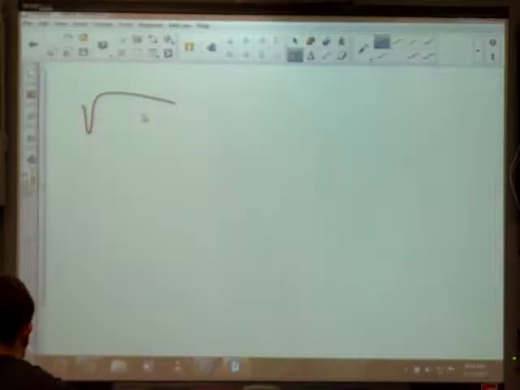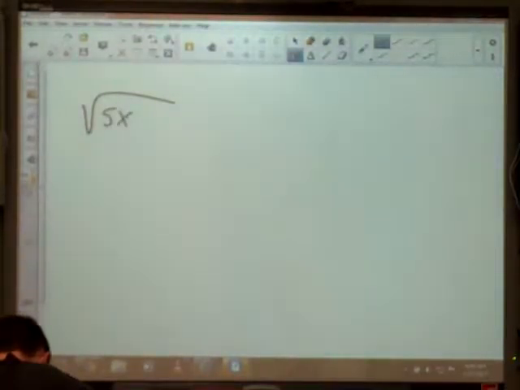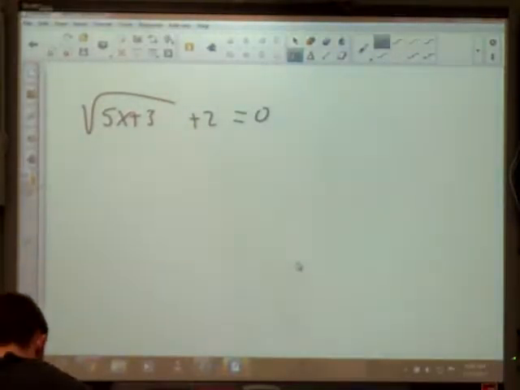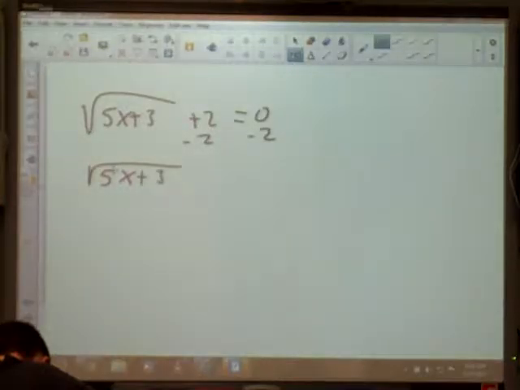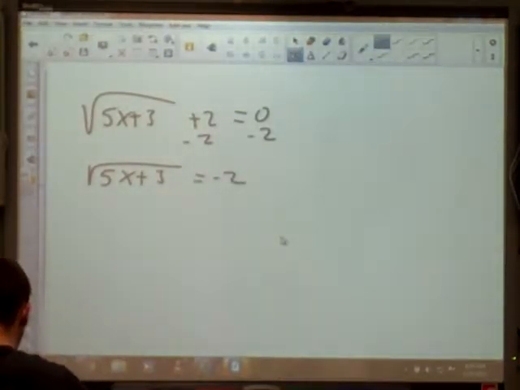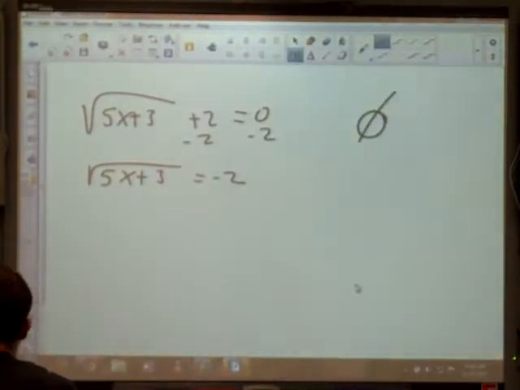I've got the square root of 5x plus 3, and then plus 2, which is not underneath there, is equal to 0. Not yet. Remember I said we have to isolate the radical, so we need to get rid of the extra junk. It's being added, so to move it over there we subtract it. That gives me the square root of 5x plus 3 equals negative 2. Now, I'm going to tell you right now, based on that, I know this has no solution. So I would stop if I were doing this on my own.